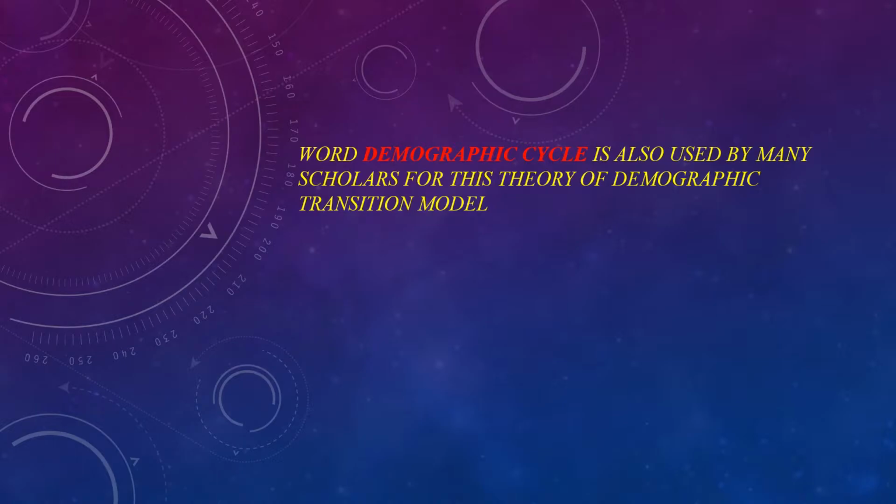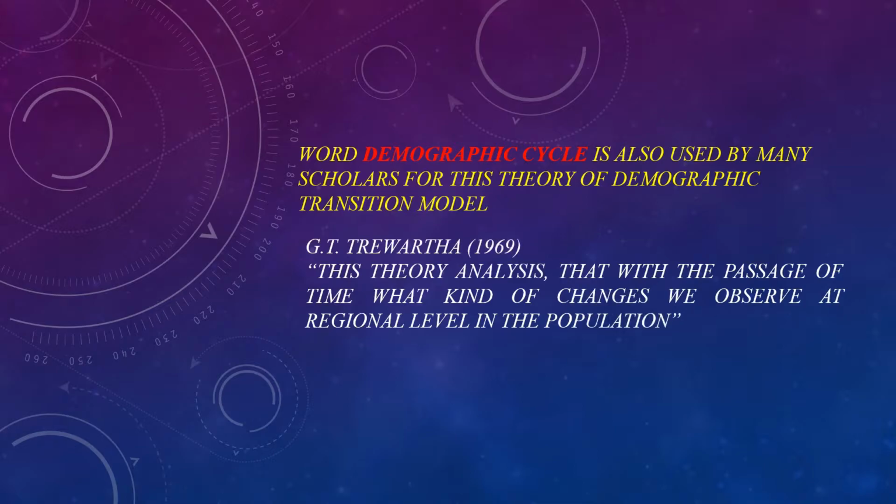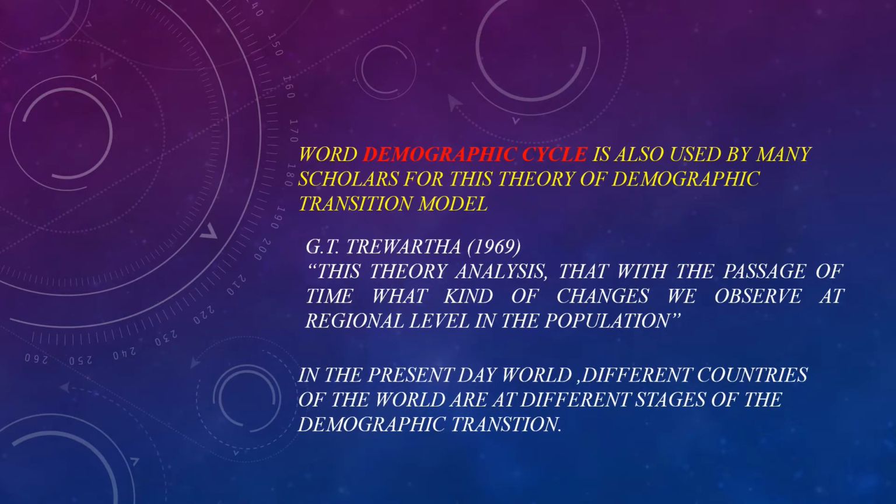The word demographic cycle is also used sometimes by many scholars for this theory of demographic transition model. According to G.T. Trewartha, in 1969, this theory analyzes that with the passage of time, what kind of changes we observe at regional level in the population. In the present-day world, different countries of the world are at different stages of the demographic transition.